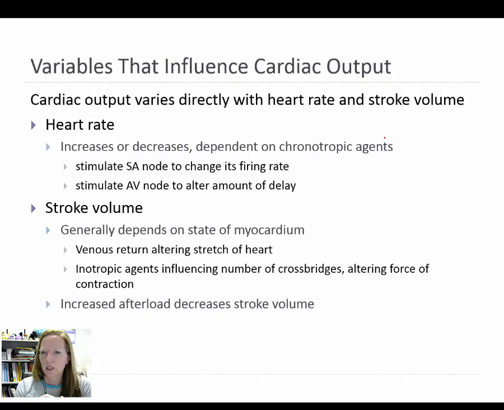Stroke volume really has more to do with what's going on in the myocardium. With heart rate, we looked at the AV node and the SA node. With stroke volume, we didn't. It was mainly what was going on with those cross bridges. That was the first two, right? Venous return and inotropic agents had a lot to do with forming cross bridges and being able to contract that way. Afterload decreased stroke volume because once the cross bridge is formed and tries to contract, it tries to stop it. So that is how they are all related.